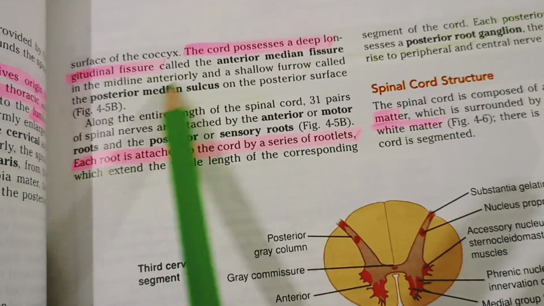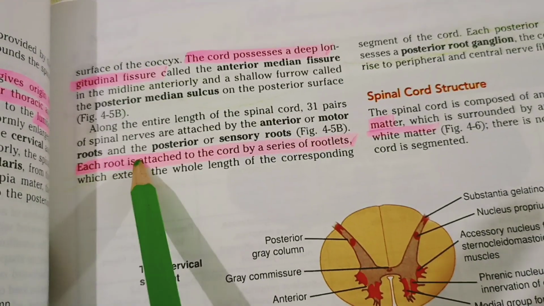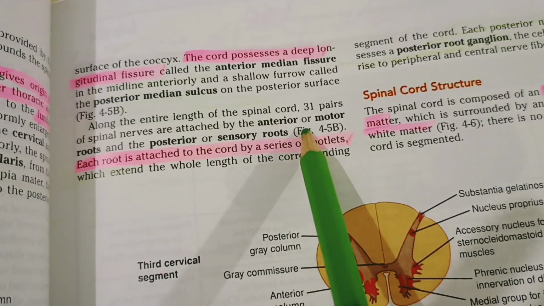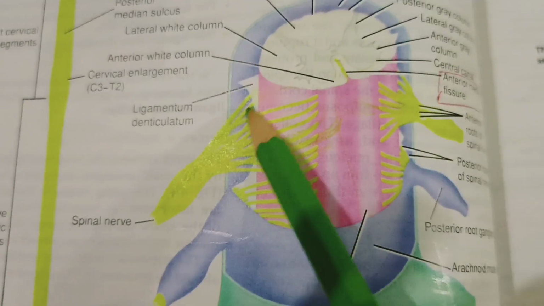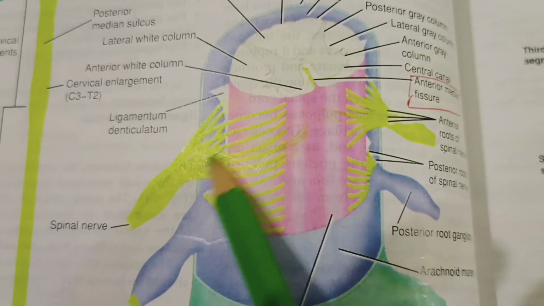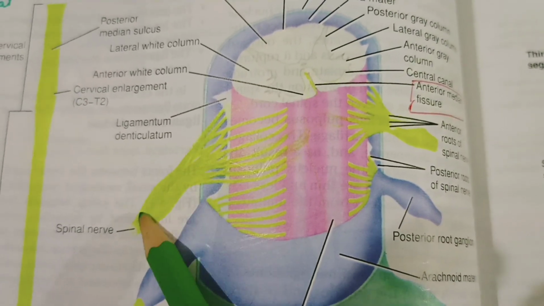So along the entire length of the spinal cord, 31 pairs of spinal nerves are attached by the anterior or motor roots and the posterior or sensory roots. So you can see that the anterior or motor roots and the posterior or sensory roots join to form a spinal nerve, and this spinal nerve is thus a mixed nerve.